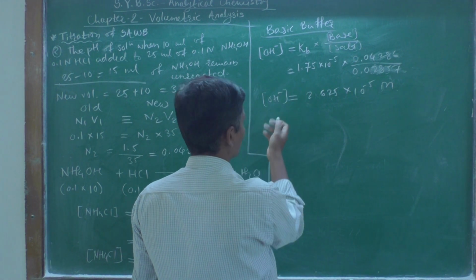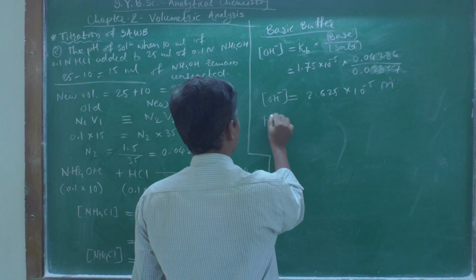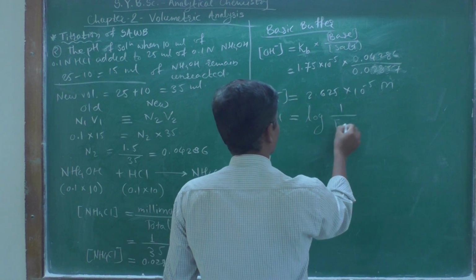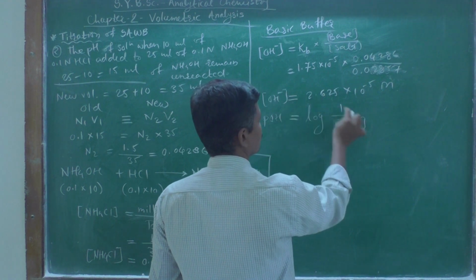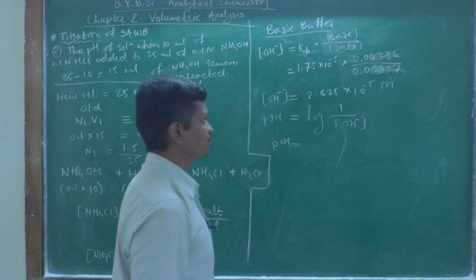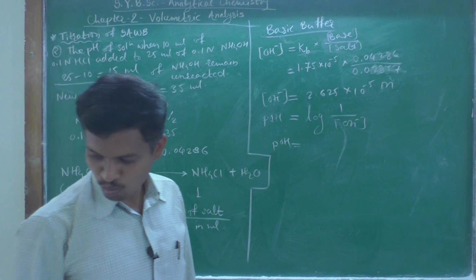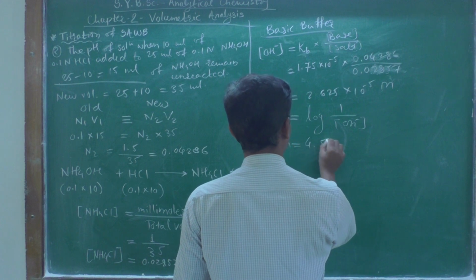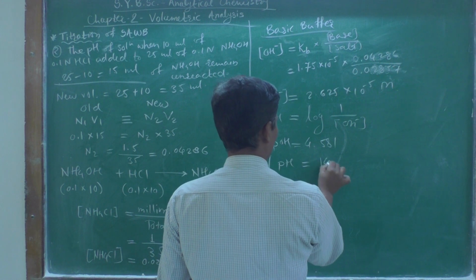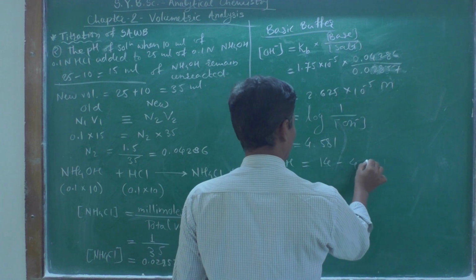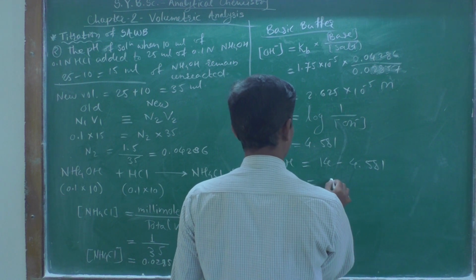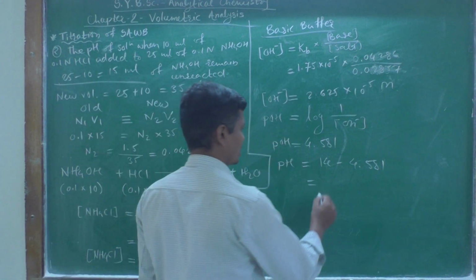Now as we know the OH minus concentration, we can calculate the pOH value. So pOH will be log of 1 upon the OH minus concentration. When you put this OH minus concentration in this formula, you will get the pOH, and the pOH in this case is 4.581. As this is pOH, you can calculate pH. pH is equal to 14 minus 4.581, and the pH will be approximately equal to 9.419.